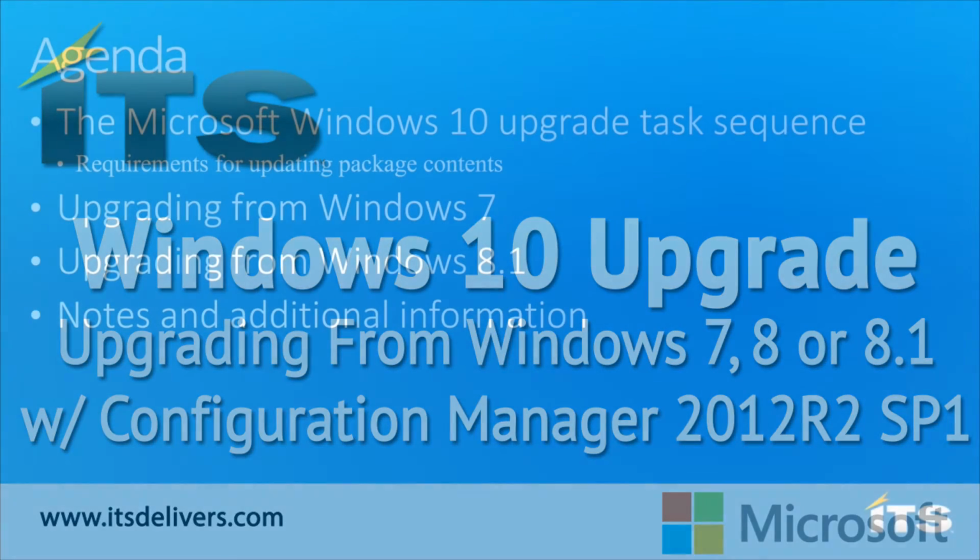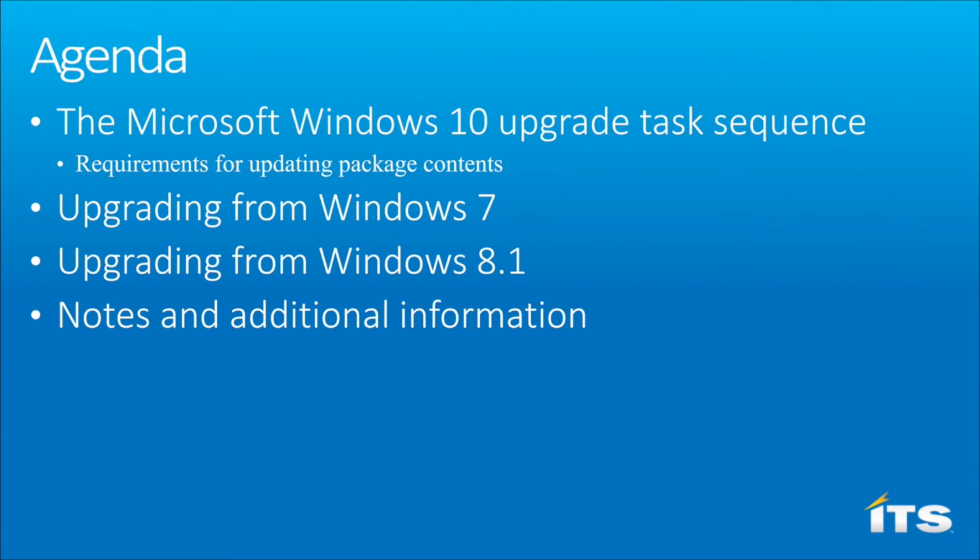Our agenda today will cover the Microsoft Windows 10 upgrade task sequence as well as the requirements to make it function appropriately. Essentially that's adding Windows 10 installation media source files. We'll cover upgrading from Windows 7 and Windows 8.1 to cover the 7, 8, 8.1 upgrade scenarios. And once done with the webcast, we will have some additional notes and information, namely where you can locate Adam's blog, as well as where to download the Microsoft collateral and other information both about Adam, myself, and ITS Partners.